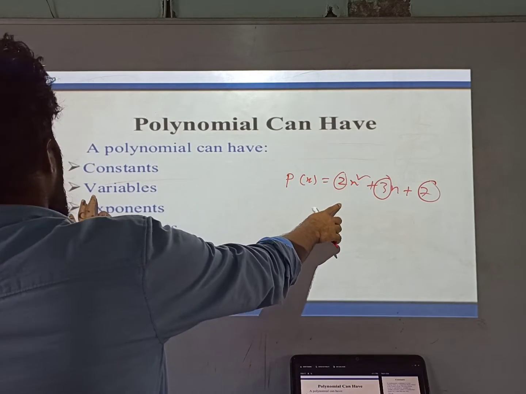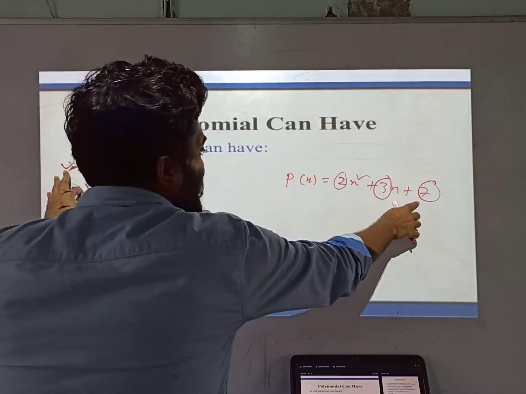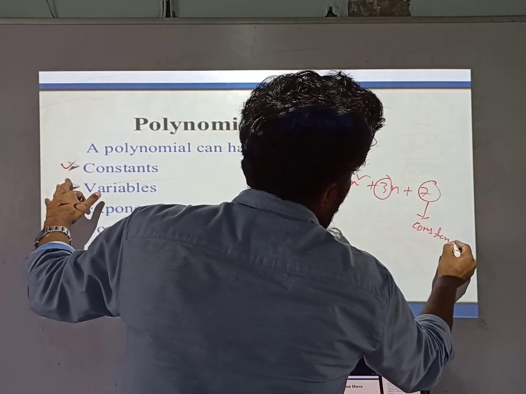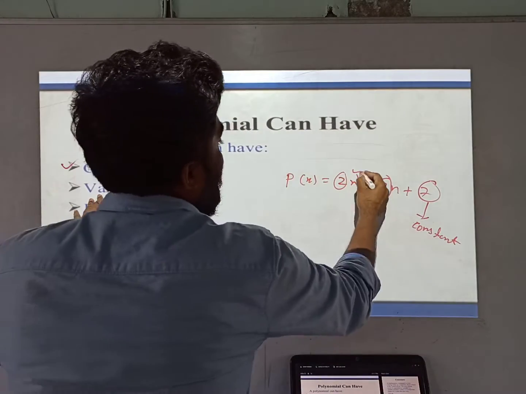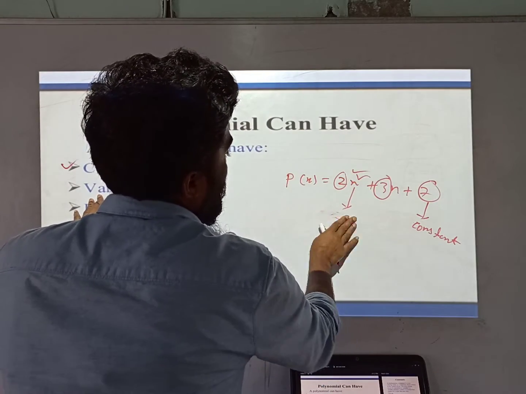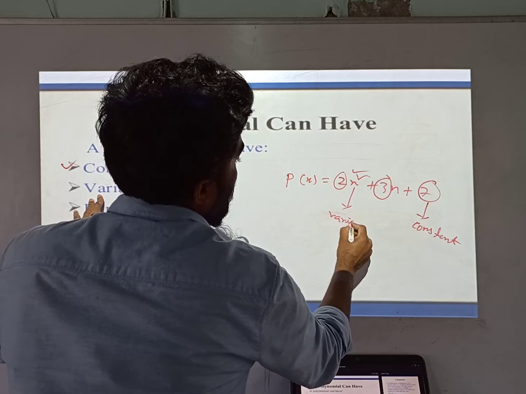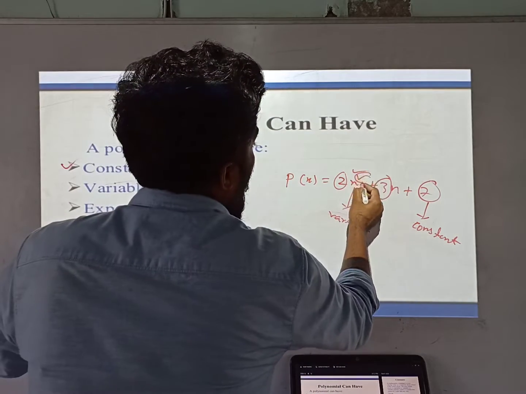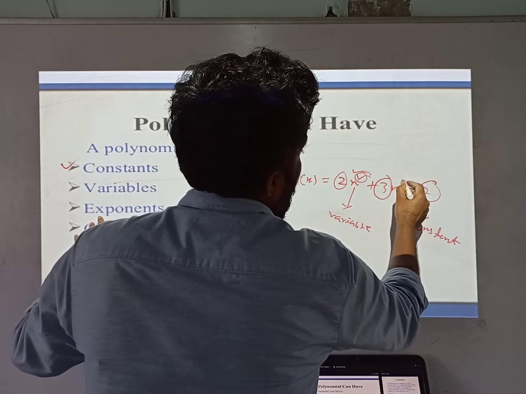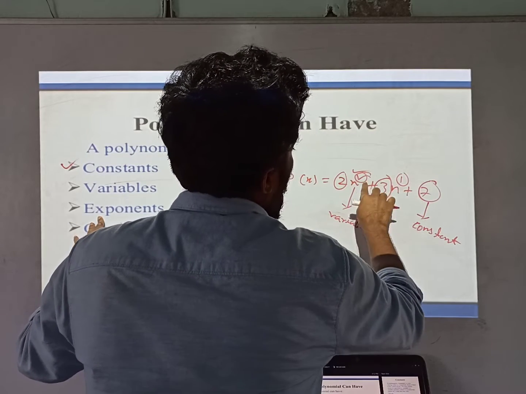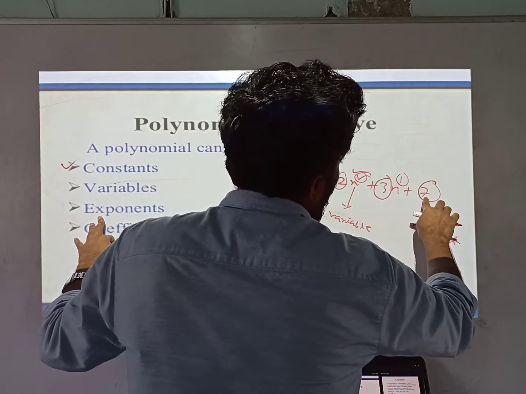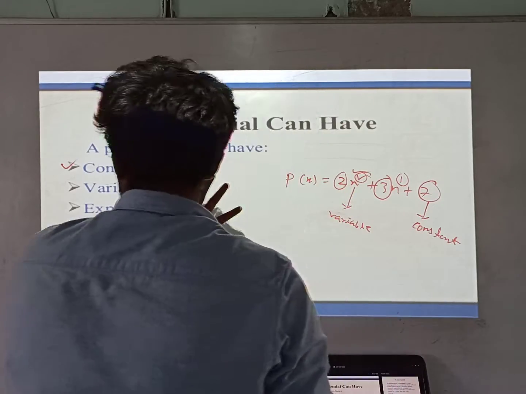And what is variable? See, the constant is 7. This is constant, you write. And then x is the variable. This is variable, you can write. X is variable here. After that, exponents: the power of x square is 2, the power of x is 1, and the power for 7 is actually 0.